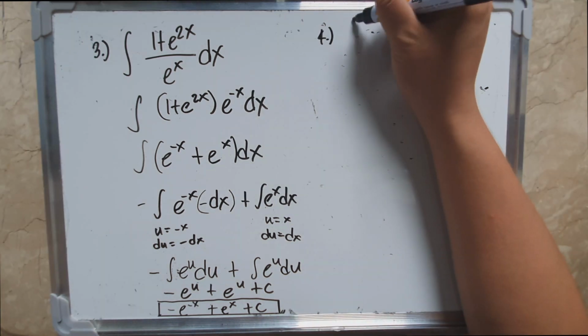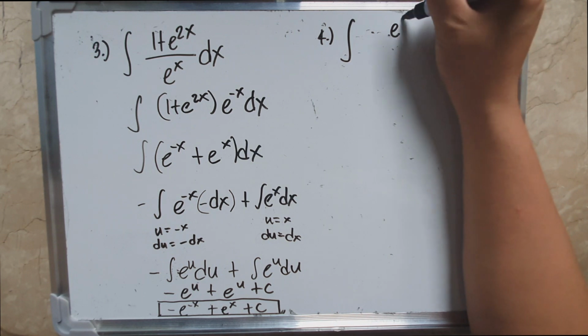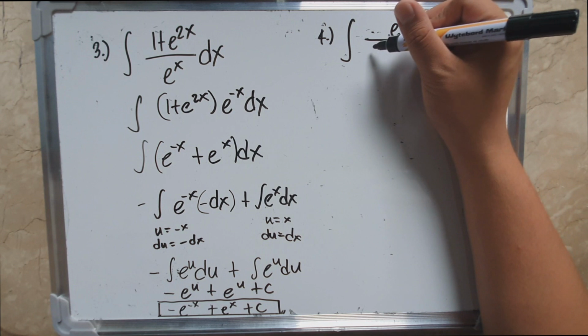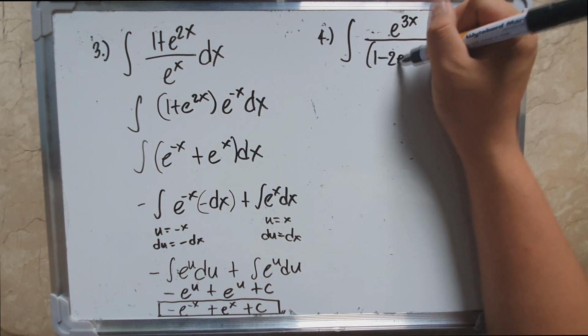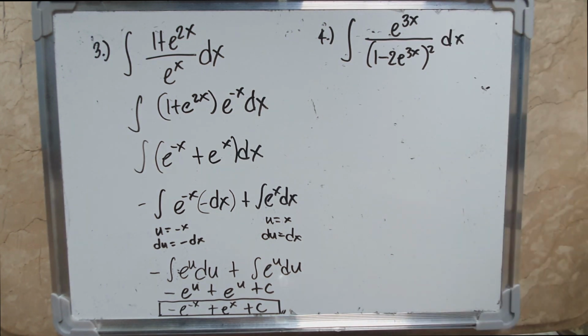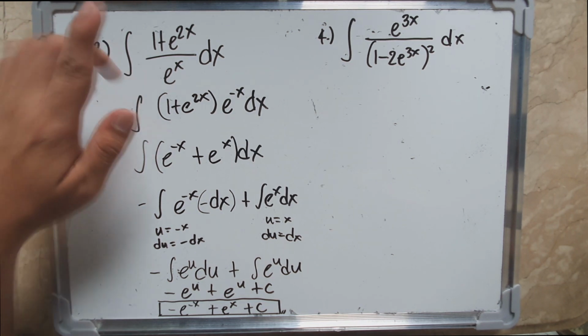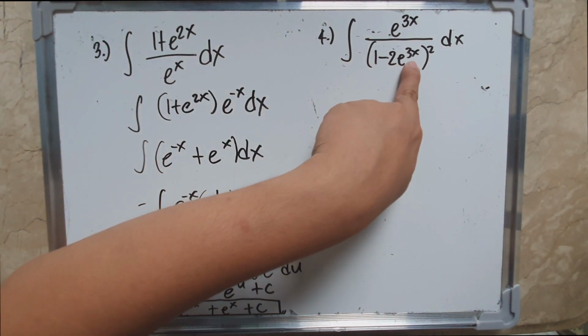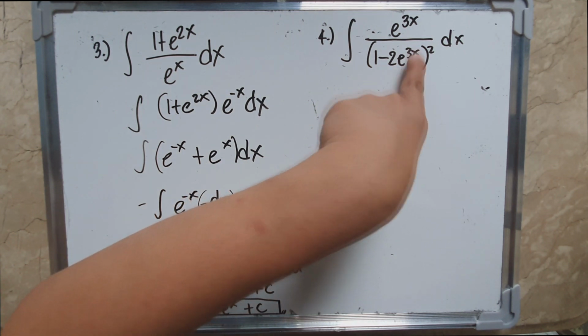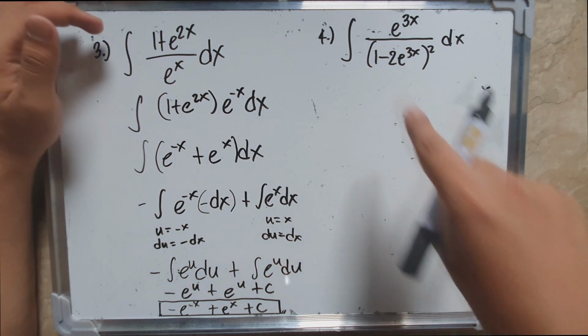Okay. If we have the integral of e raised to the power of 3x whole over (1 minus 2 e raised to the power of 3x) squared dx. Now notice there could be a relationship between numerator and denominator, unlike with example number 3. Here you have noticed that we have the same degree, or we have the same value of the exponent, e raised to the power of 3x, e raised to the power of 3x.